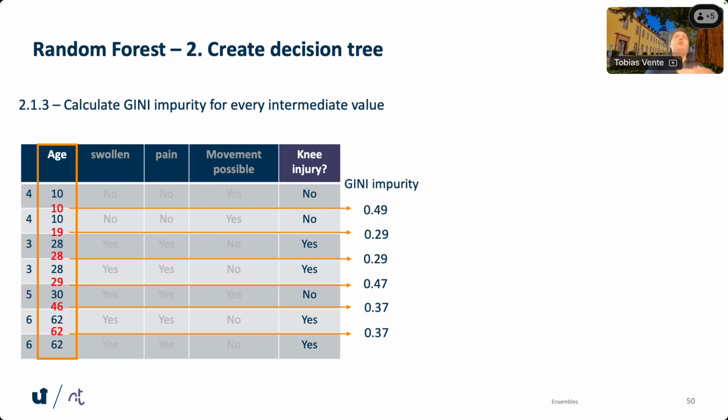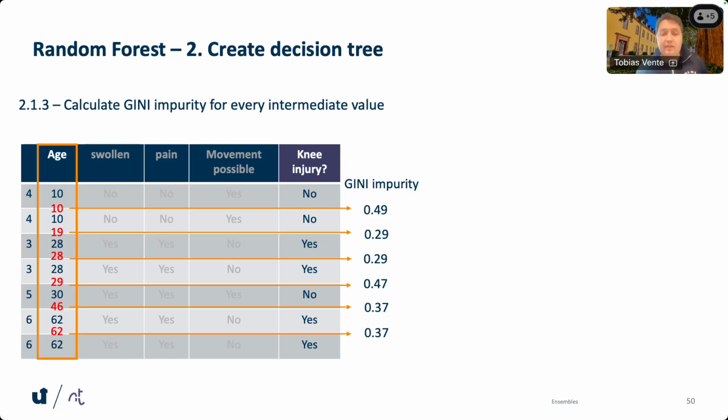And then you do this for all the intermediate steps, so for all the possible thresholds. And in our case, these are all the GINI impurities that we end up with. And the lower the GINI impurity is, the better the threshold is capable of splitting the data apart.